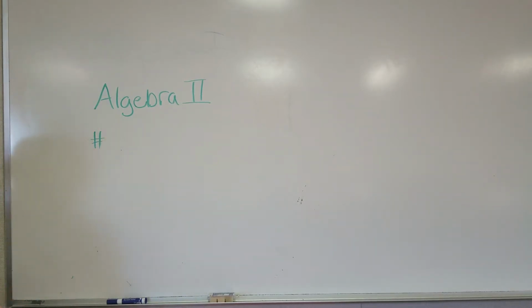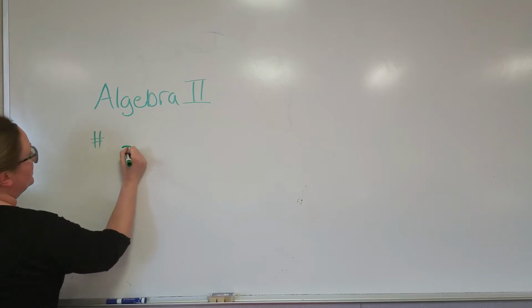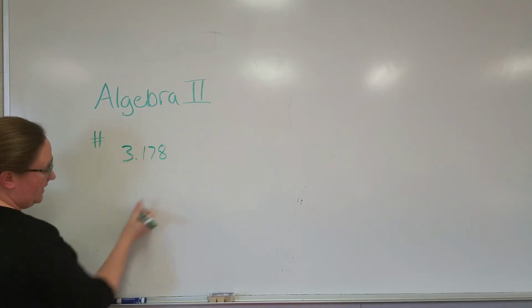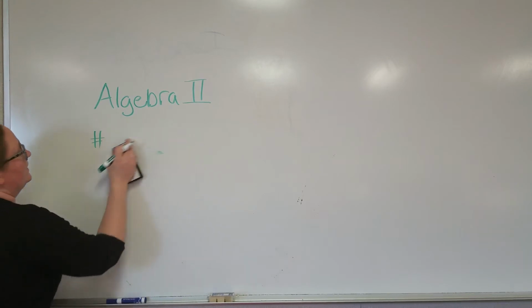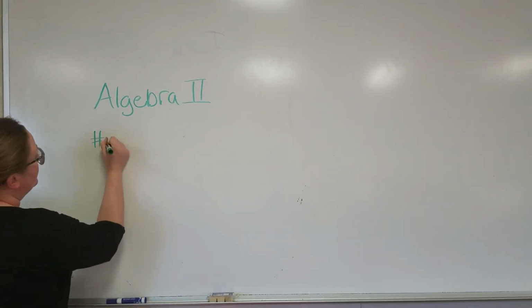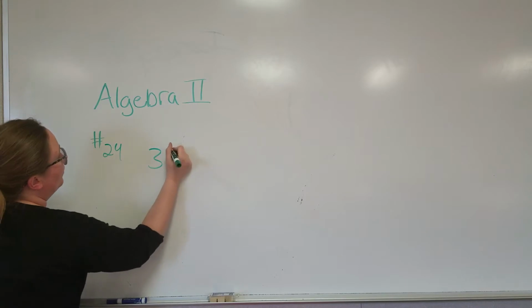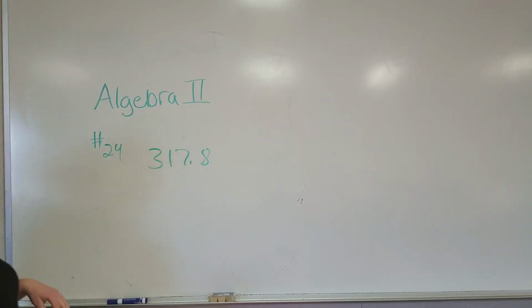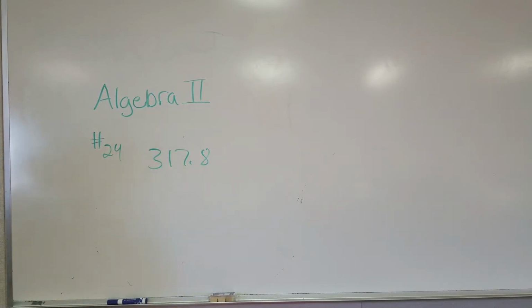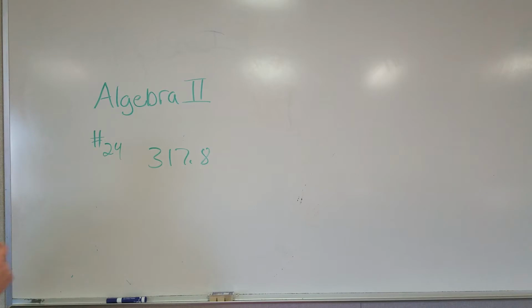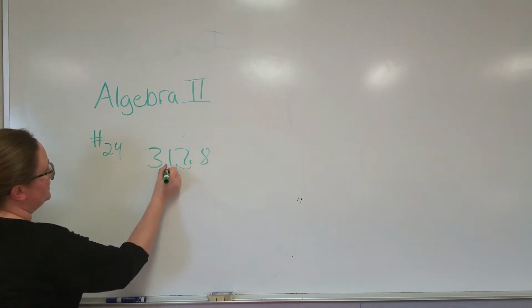Expressed in scientific notation. So they give you this number, 317.8, and they want you to express this in scientific notation. In scientific notation, you want to put your decimal behind the first significant figure. This is a simpler way of writing a number with decimals. So you want to put your decimal behind the first significant figure, which would be 2 places to the left.